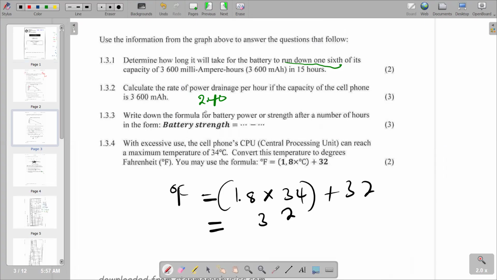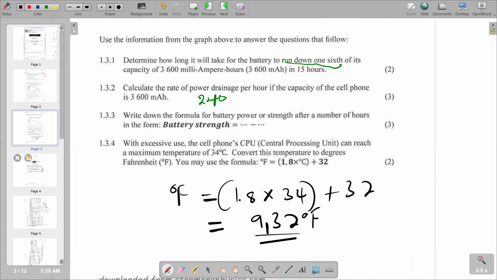Let's just see according to the information that we are given: 1.8 times 34, then we add 32. We see that we are going to get 93.2 Fahrenheit. So this becomes the last part of the final answer that we are supposed to get here.